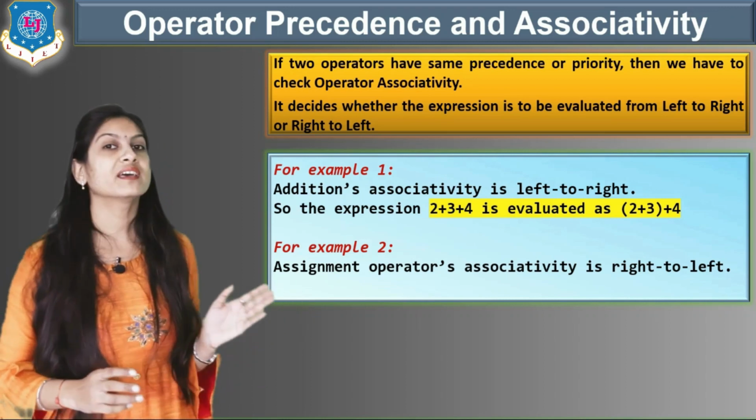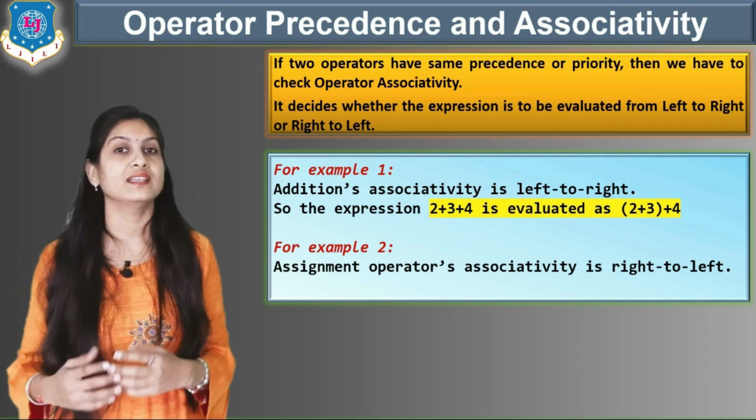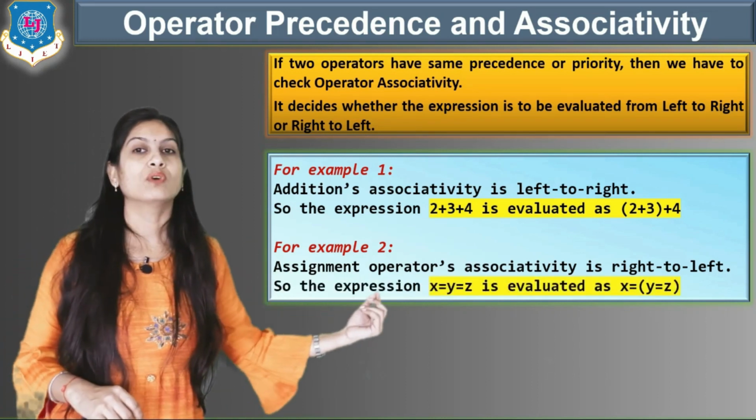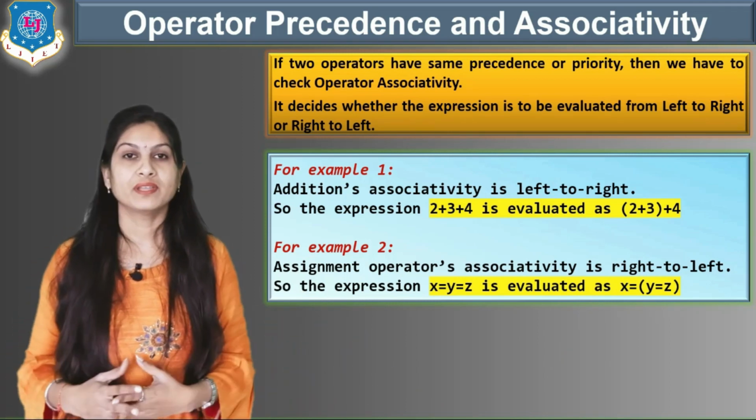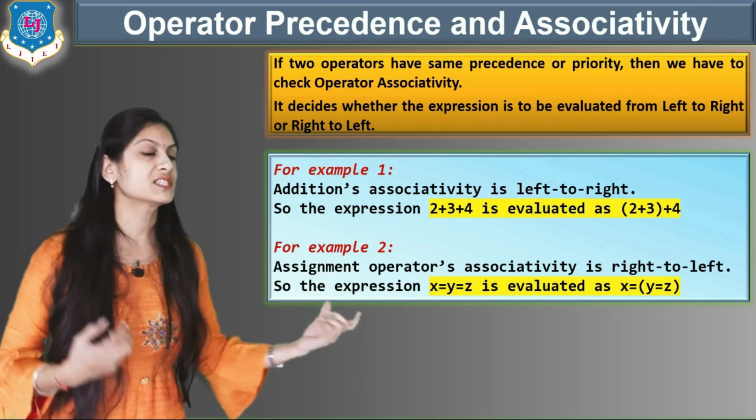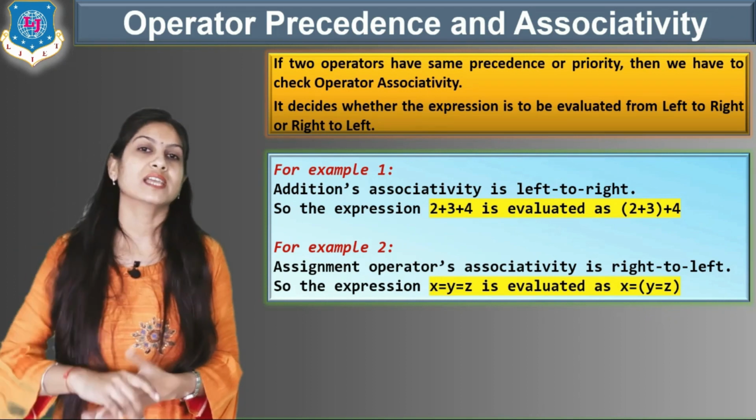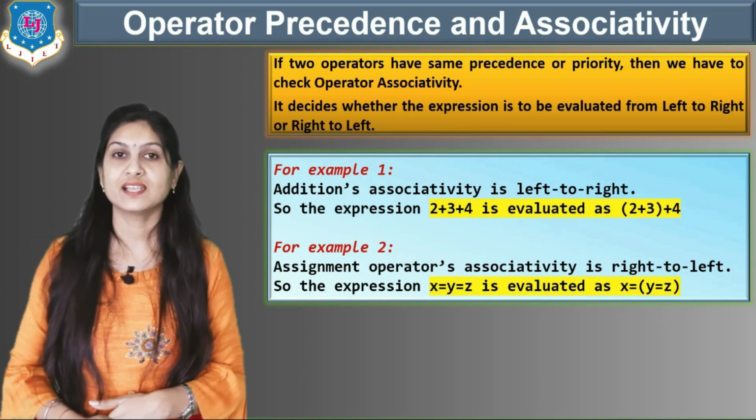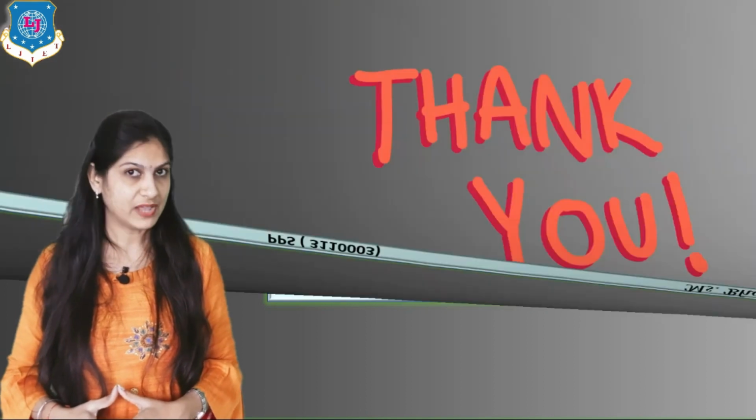Same with another example for the assignment operator. The assignment operator has a different associativity. It is not left to right, but it is right to left. So the same example, a equals b equals c, or we can say x equals y equals z. Then how is it evaluated? First we have to start from the right hand side. So first y equals z is assigned, and then that value will be assigned to x. Clear? So this is all about operator precedence and associativity. I hope you guys understand this concept very well.